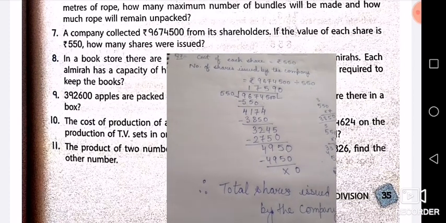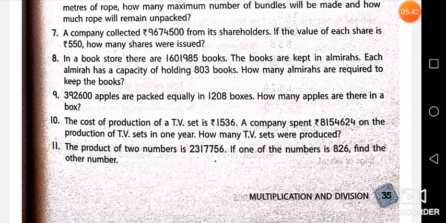So I hope you understand the question. What is given in the question, you have to understand that. It is not necessary that you will always be given this kind of question only. It could be like, cost of 100 chairs is 5,000, then what will be the cost of one chair. Okay, so we have done this question number 7 and we have got the answer also, that the company has issued 17,519 shares, where the cost of one share is rupees 550.